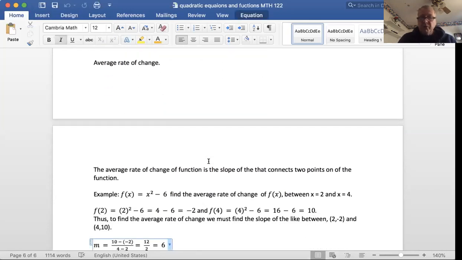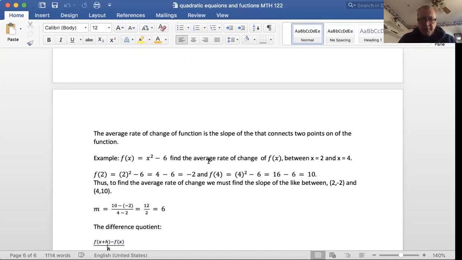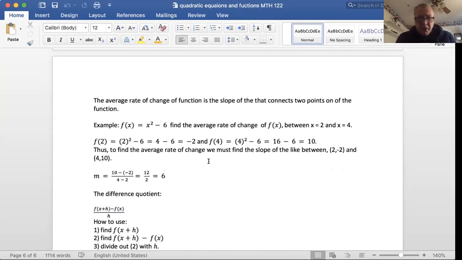Let's talk about average rates of change. The average rate of change is like the slope of the line. So let's take a look at f of x equals x squared minus 6. We want to find the average rate of change for the function between x equals 2 and x equals 4. So really what we're doing is calculating the slope of the line between x equals 2 and x equals 4. In order to do that, a slope of a line needs to have y values.